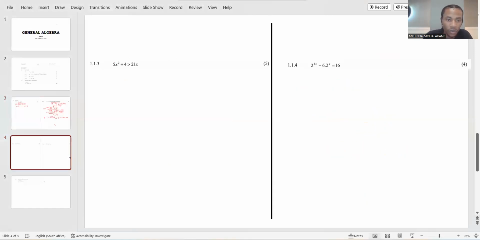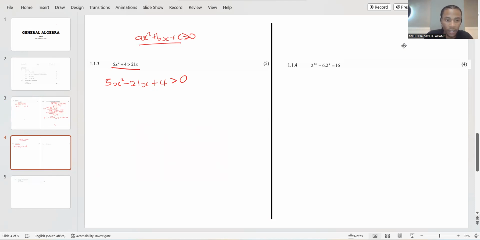Okay, so let's get into inequality. The first thing to do is to make sure it's in standard form. So you have 5x squared minus 21x plus 4, and this is greater than 0. That's the first thing: it has to be in standard form, like ax squared plus bx plus c equal to 0 or greater than 0. Right now it's in standard form.